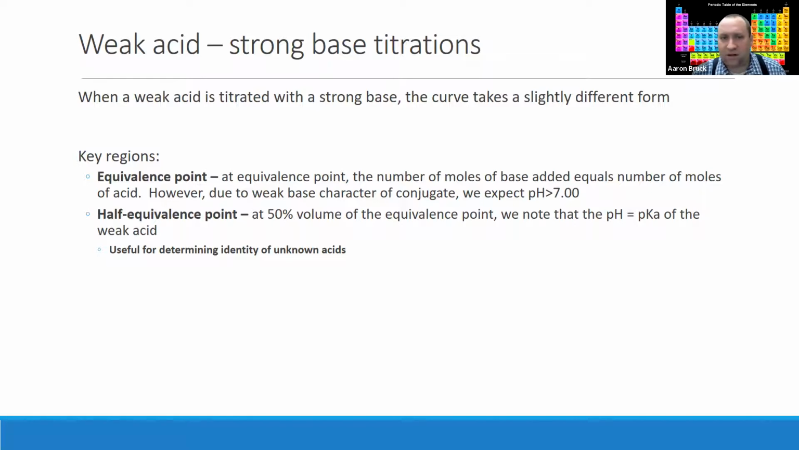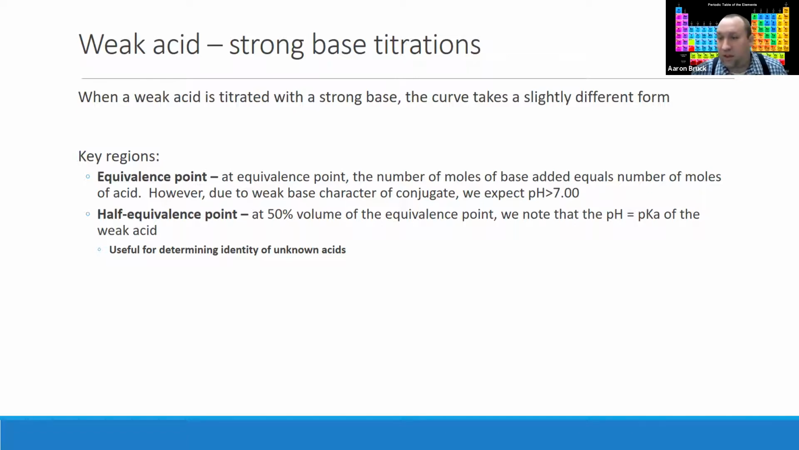The second thing, we already talked about this, the equivalence point. The equivalence point is actually going to be in the basic zone. It's going to be greater than 7, because you've got that conjugate base all by itself, and that conjugate base is going to start picking protons off of water to satisfy its basic nature.